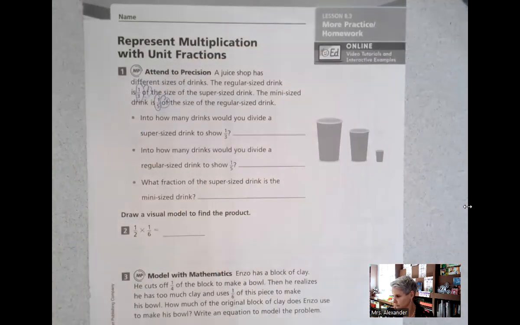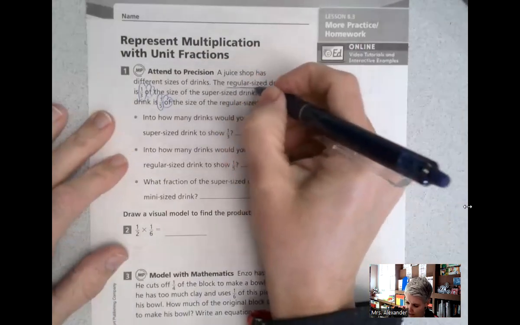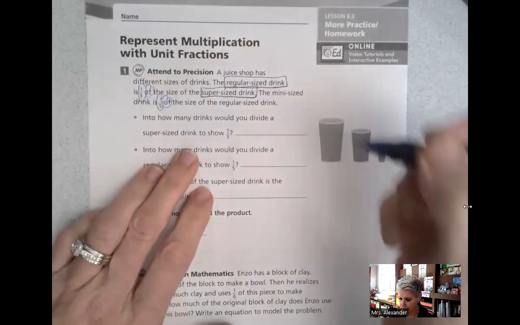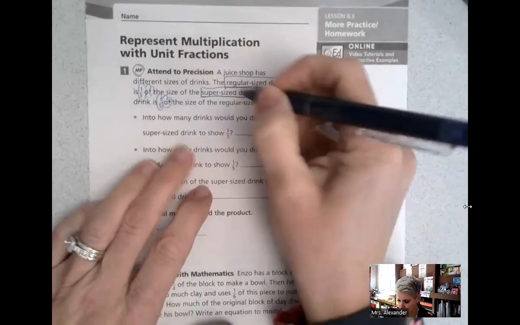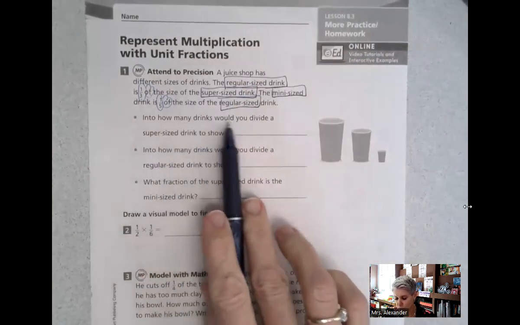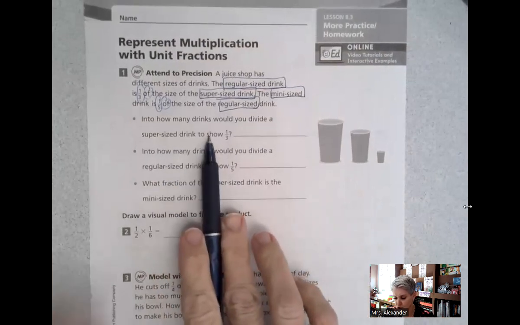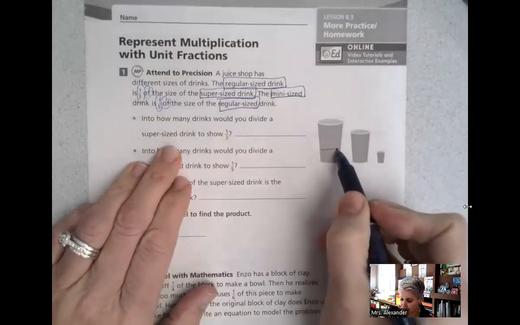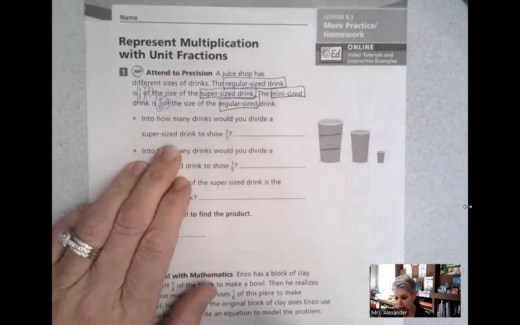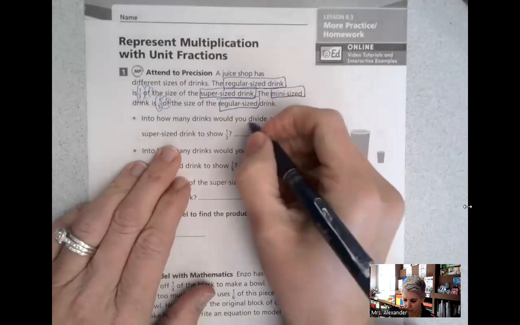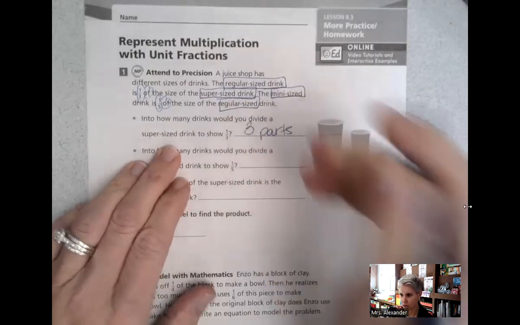So if we have the regular drink is 1/3 of the supersized drink, and the mini size drink is 1/5 of the regular size drink. Into how many drinks would you divide a supersized drink to show 1/3? So the regular is 1/3. So if we were going to divide this to show the supersized is 1/3, how many parts did we divide into? We would divide into 3 parts. Good.